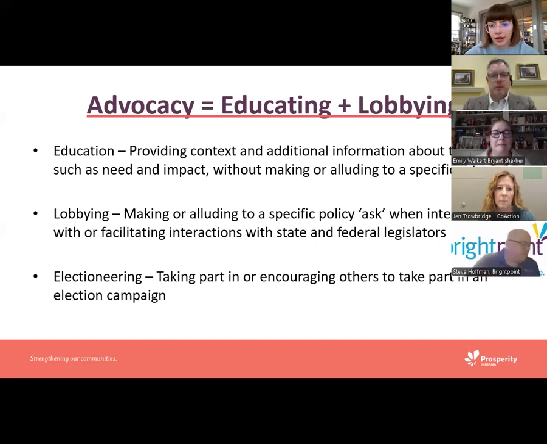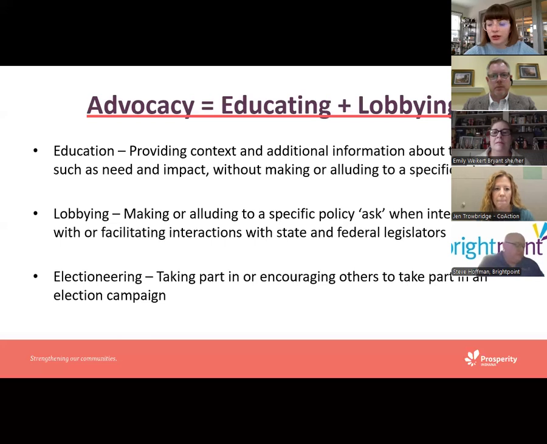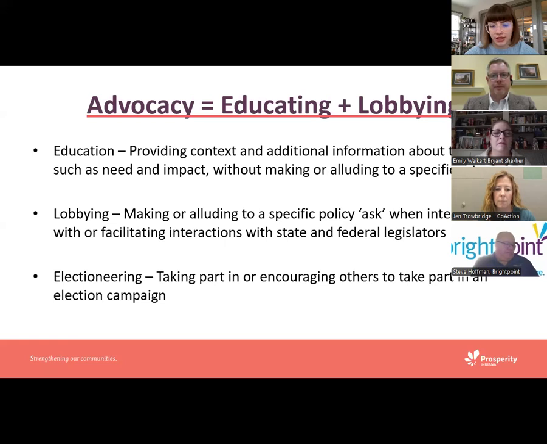But again, today we're talking about strategies. And in this entire series, I want to note we are not talking about electioneering, but that definition is here on the screen for you to see. If you'd like to learn more about that, I recommend looking up Bolder Advocacy. They've got some helpful information.